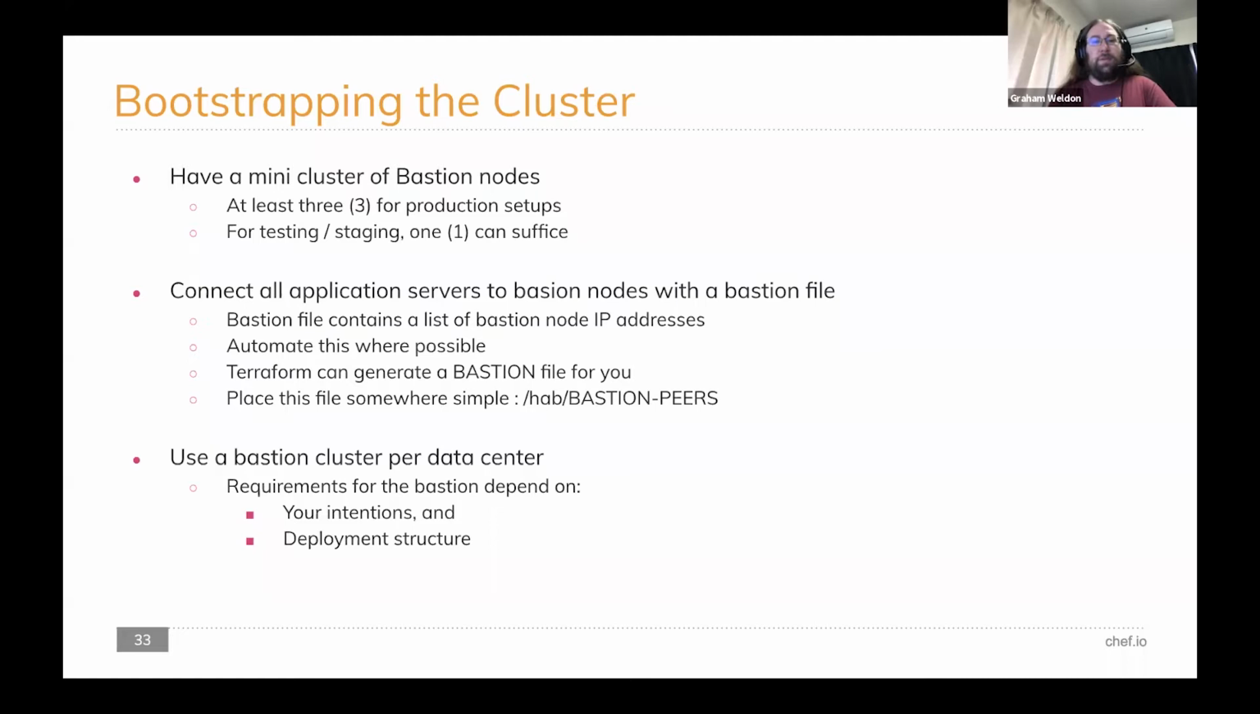So when bootstrapping your cluster and going to production and becoming more reliable with your setup, the best advice is to have at least 3 nodes for production. For testing and for staging, 1 is okay.